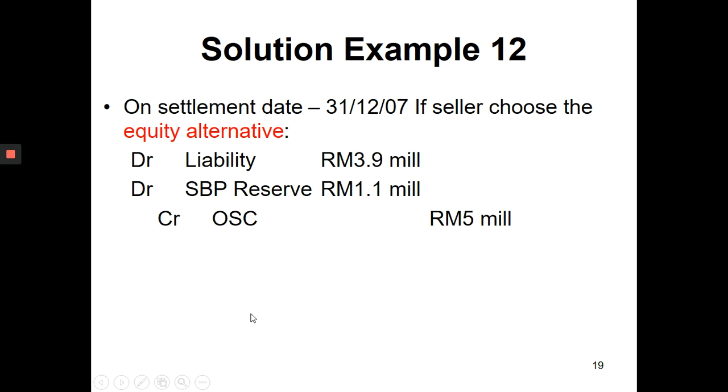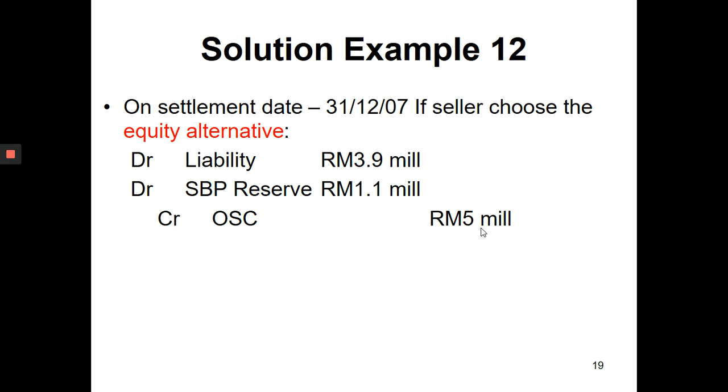Okay. Kalau dia pilih equity, maka dia akan pilih 6 month kan. So, 6 month adalah bulan 12 lah. So, debit liability, kita akan bagi dia ordinary share capital 5 million. Okay, so we going to pay the supplier ordinary share capital 5 million. Sebab apa 5 million? Sebab kita pakai formula untuk equity settle lah.